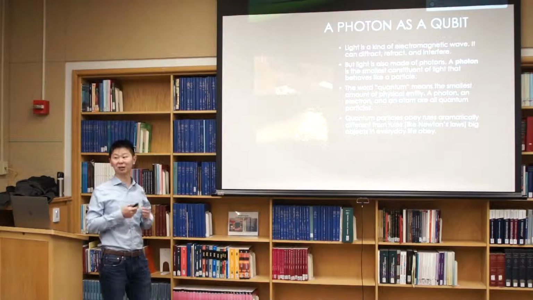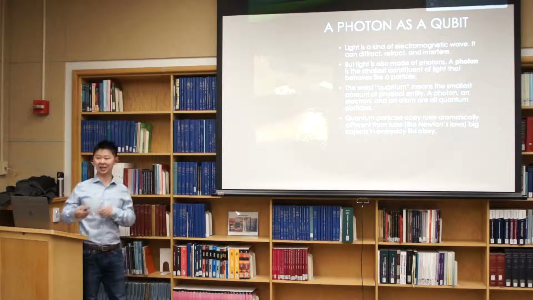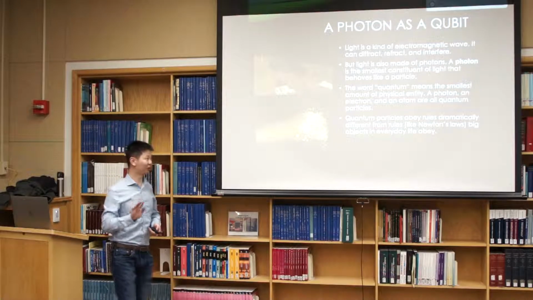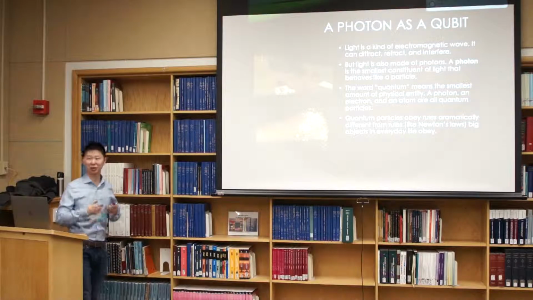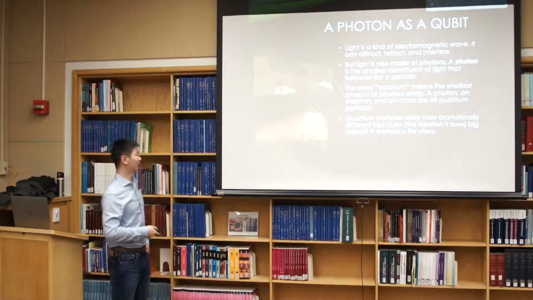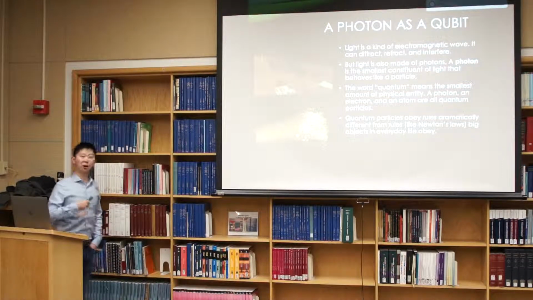Electron is the smallest constituent of an electric current. So that's the smallest physical entity that's moving there when you have a current. And similarly for an atom, you can't really divide an atom into two half of the atoms. So that can't be done. So these are all quantum particles.